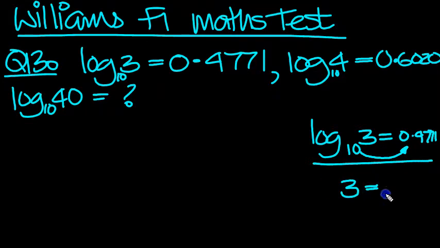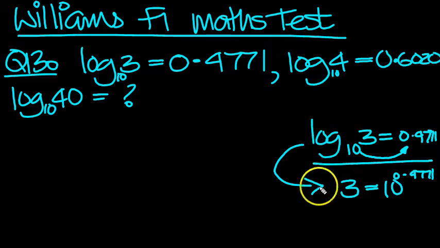So you end up with 3 equals 10 to the power 0.4771. So you can go from indices to logs, or from logs to indices. They're equivalent ways of saying the same thing. So that's really what a log is. It's just another way of writing problems to do with indices, and the exponent here, I think it is, and the base number here. So these are the terminologies.